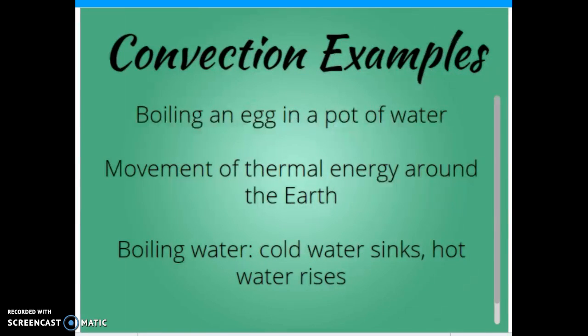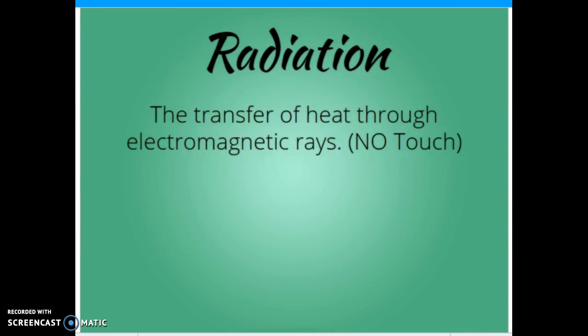Examples of convection: boiling an egg in a pot of water, the movement of thermal energy around the earth. We have hot pockets of air, and we have cold air sinking and hot air rising all over Earth. We're about to really get into that later on this quarter when we're doing weather with convection cells. But a lot of that heat is moved around the Earth that way, and obviously boiling water, cold water sinks and hot water rises. And we're going to see, maybe this week, an experiment example of convection when we do convection cells in here. It's a lot of fun.